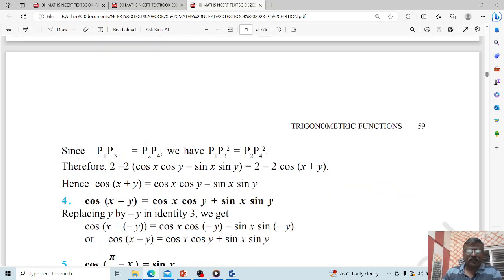So when you compare these two equal distances, the 2 will be cut, the minus 2 will be cut. So we will have cos of x plus y equal to cos x cos y minus sin x sin y. So with this I am completing my video. Thank you and wish you all the best for your exams.